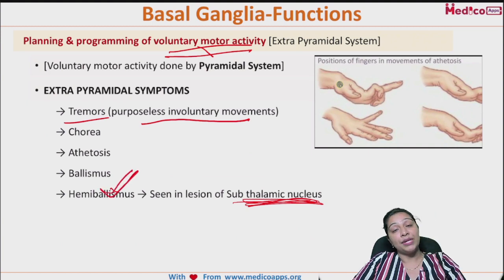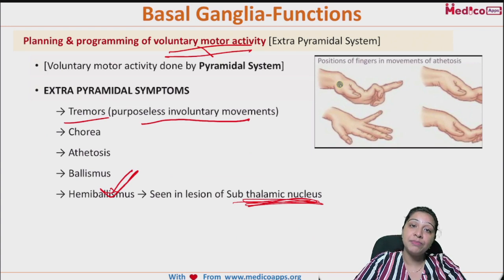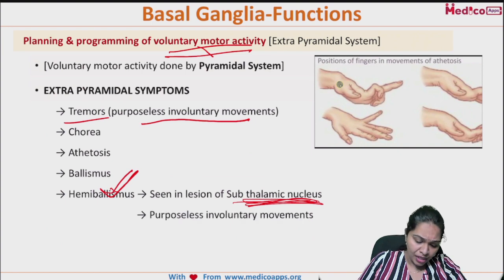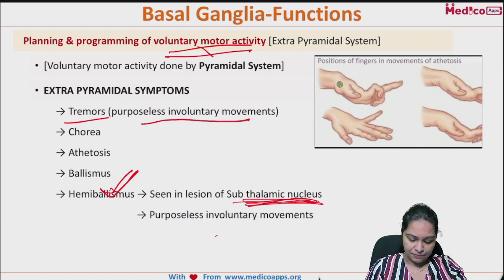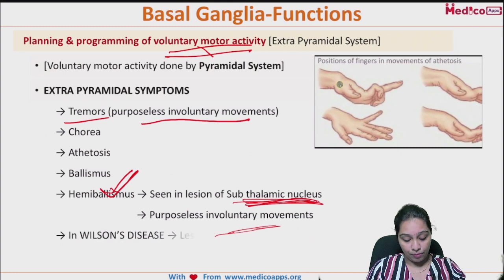Basal ganglia pathologies present with extrapyramidal symptoms because they are concerned with the planning and programming of voluntary motor activity. So what are these extrapyramidal symptoms? These include tremors, chorea, athetosis, ballismus, and hemiballismus. What is hemiballismus? It is purposeless involuntary movements.